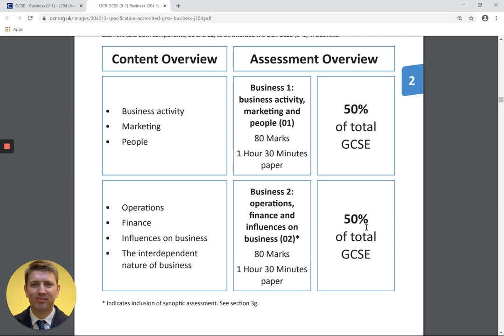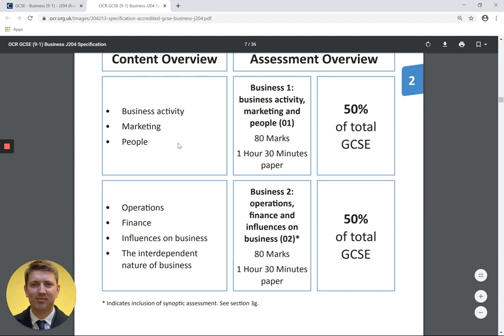There's no coursework, no controlled assessment. You're going to do 2 exams at the end of year 11, and they're both equally weighted. They're both 50% each. The first paper is called Business 1, quite an original name there, and Business 2, that's the second paper. They're both worth 80 marks each, and they're both 90 minutes long. So it's pretty much a mark a minute. There's a little bit of reading time in there, but just go off it being a mark a minute.